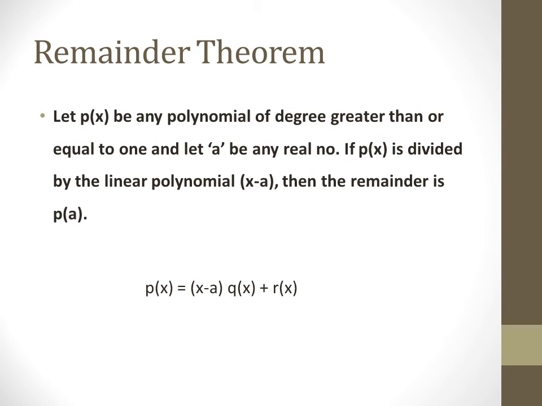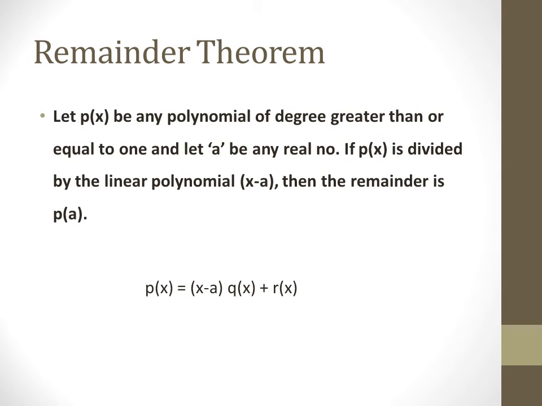x minus a. Now what does linear polynomial mean? It is a polynomial with degree 1. That also we discussed in the previous classes. Okay, so if p of x is divided by x minus a, then what is the remainder? According to this remainder theorem, the remainder must be p of a. In place of x, I write a, because a is the 0 of the divisor.